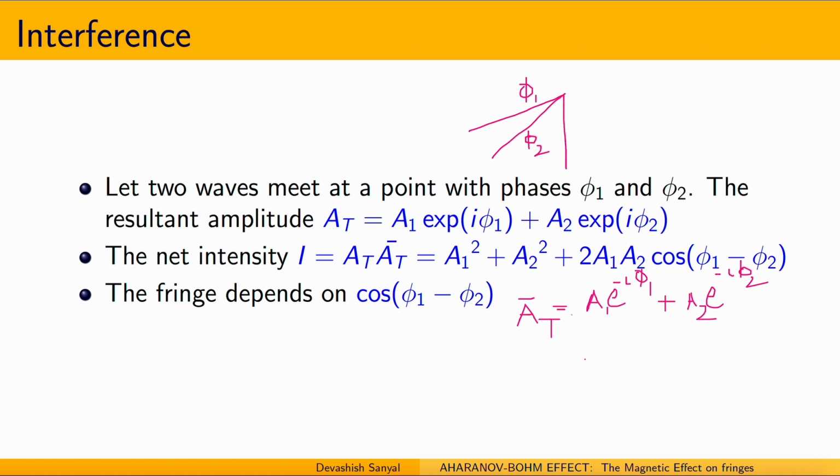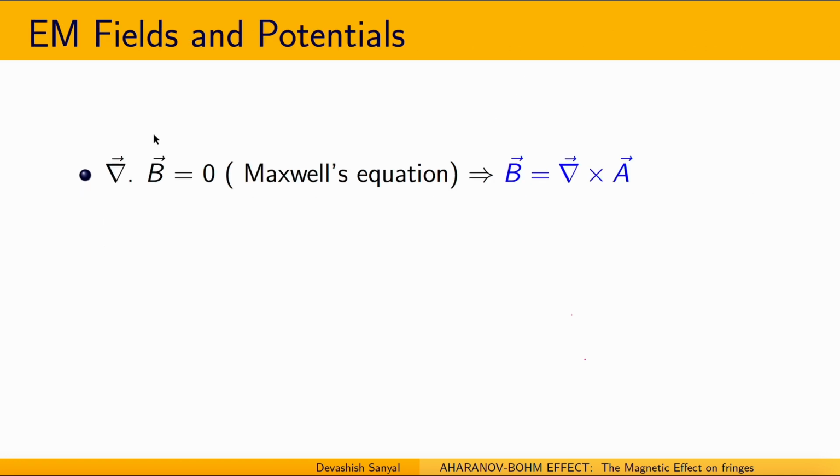And let me erase this. In the next slide we are going to study electromagnetic fields and potentials. We know that electromagnetic field means electric field and magnetic field. The electric field is E and the magnetic field is B. And the electric and magnetic fields are governed by Maxwell's equations. There are four Maxwell's equations. One of them is divergence of B is equal to 0.